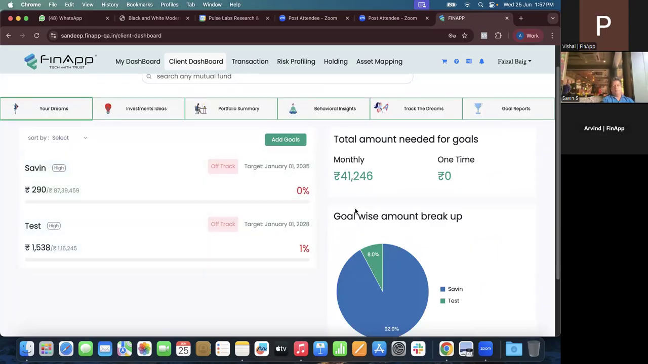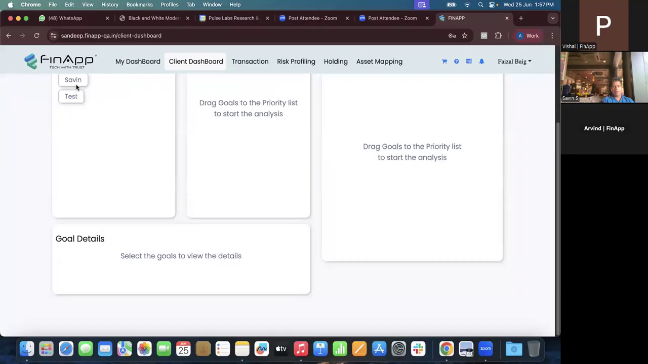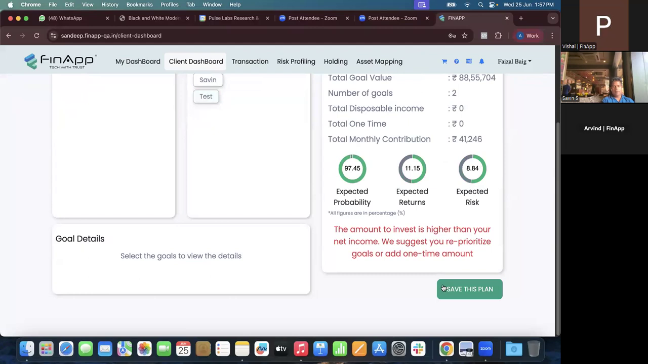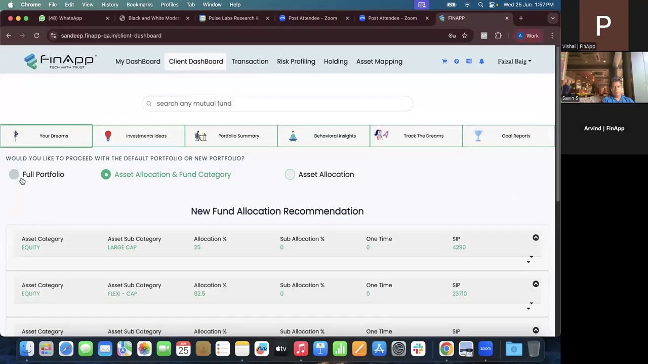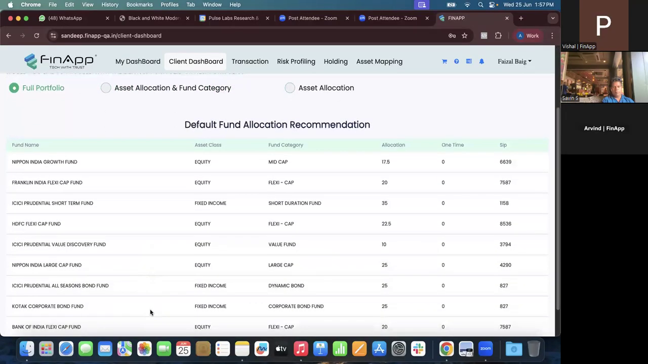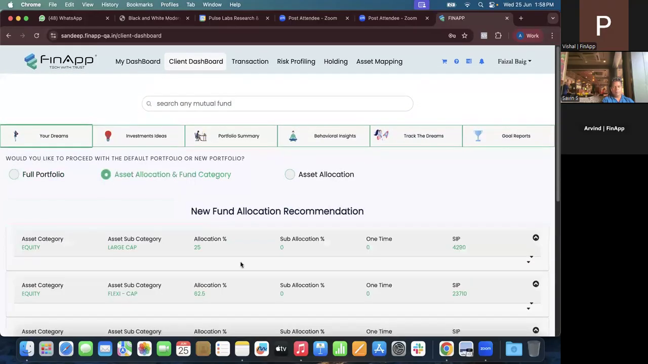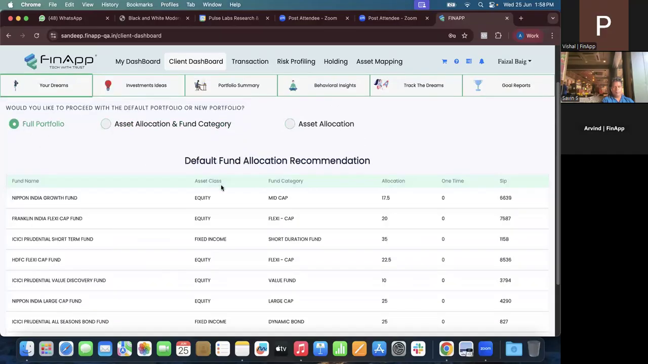The total requirement for SIP is now 41,000 rupees. So I will prioritize it. What I'll do is I will say both these targets have to be achieved. Save this plan. As soon as I save it, I get a ready-made portfolio of how much SIP, how much to do, the amount, everything is here. Or if you want to do it on your own, you are free to do it. You can choose funds, whatever you want to. So I'll just go with the allocated fund and I generate a report.